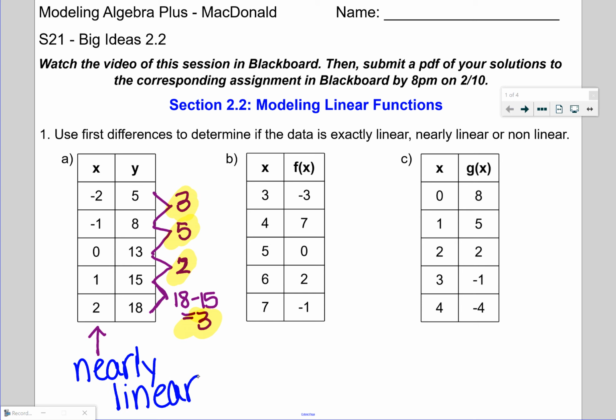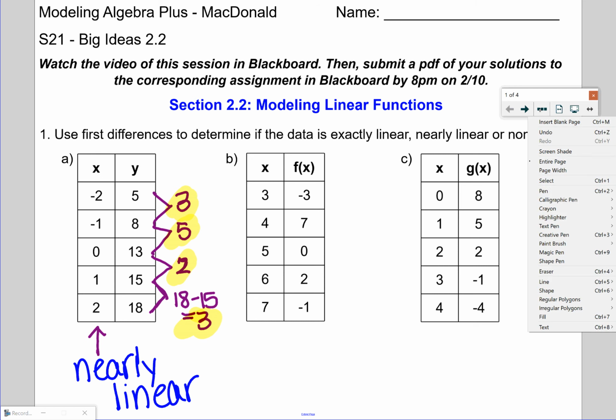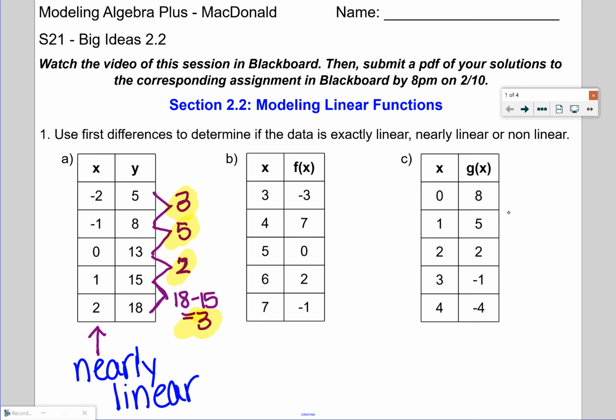Okay, so let's look at another one, letter B here. Again, I want to double check my x's. I've got 3, 4, 5, 6, 7. All of those x's are consecutive values, so we can find our first differences. To start, we're going to do -1 minus 2. Be careful when you have negatives. You might want to use your calculator. Sometimes it's easy to make a silly little algebra mistake. -1 minus 2 is going to give me -3.